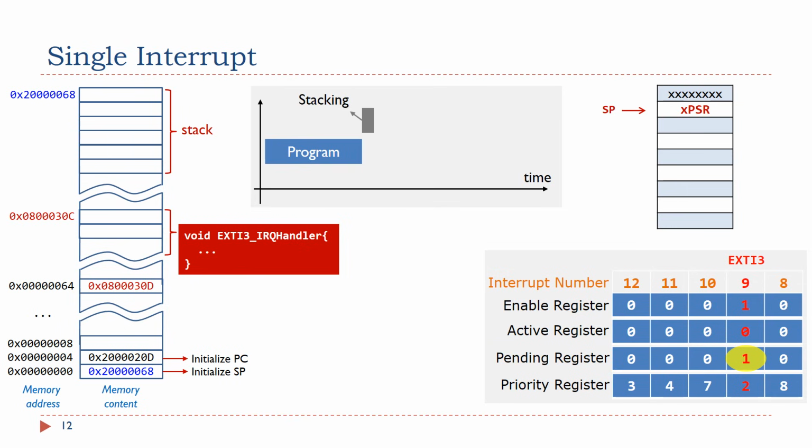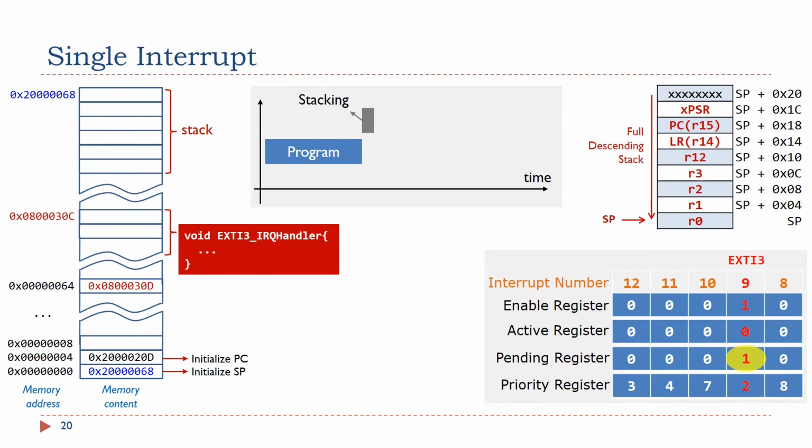NVIC first pushes the program status register, XPSR, onto the stack. Then, pushes the program counter, PC, which is register 15. Pushes the link register, LR, which is register 14. Pushes register 12. Then, register 3. Register 2. Register 1. And finally, pushes register 0.